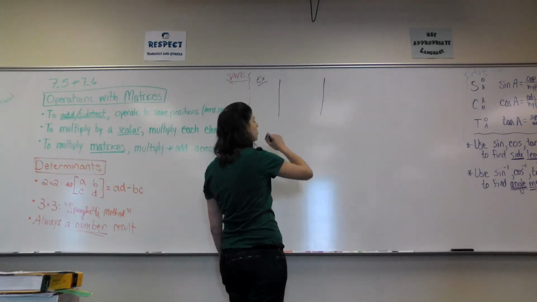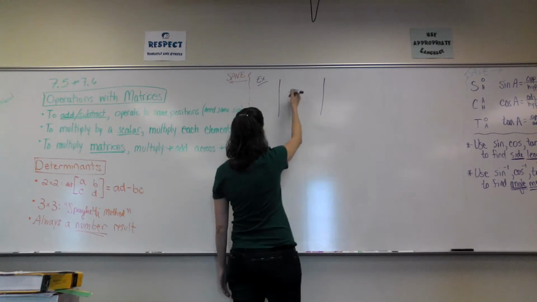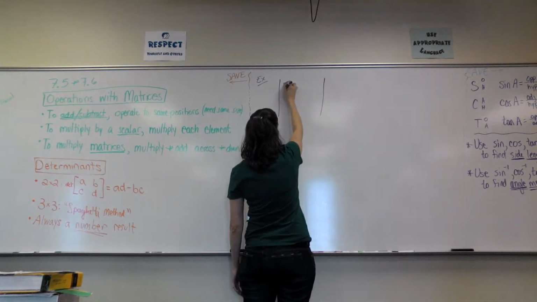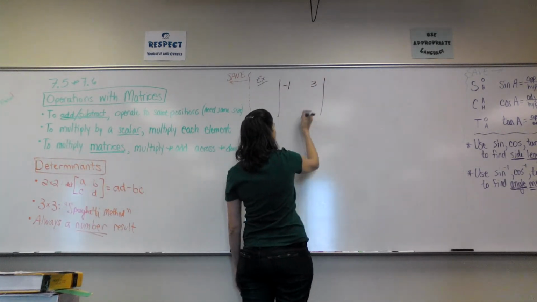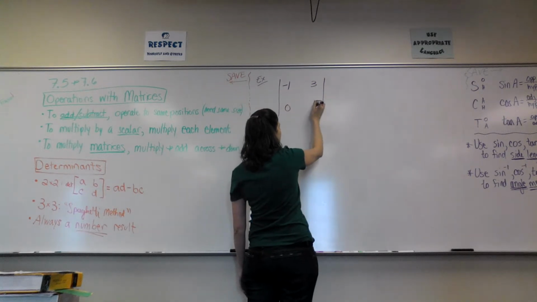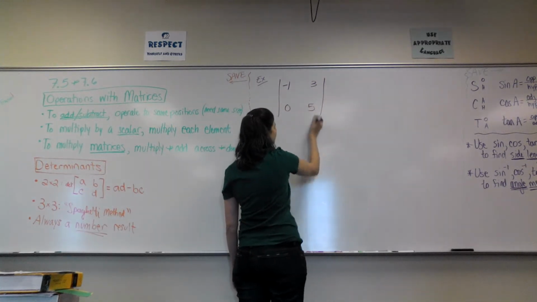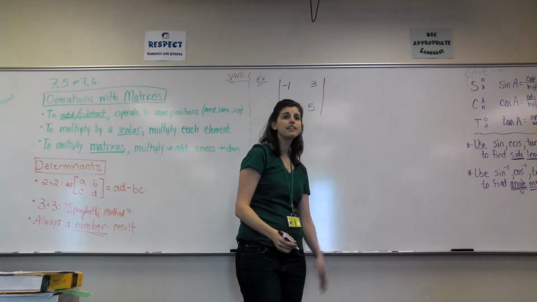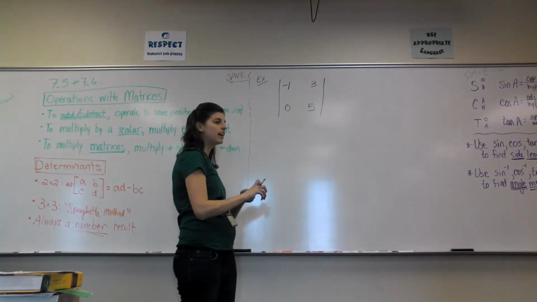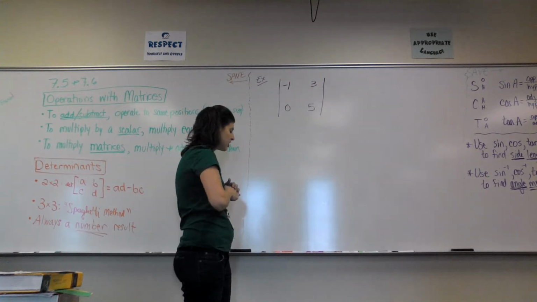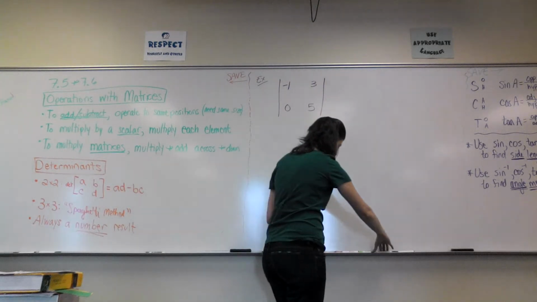So we're going to do a 2 by 2 first. Let's see. -1, 3, 0, 5. Let's take the determinant of that. Okay, you ready?